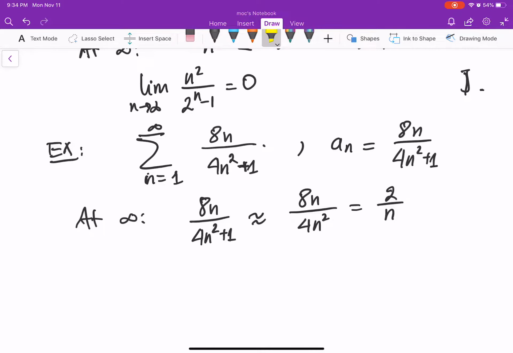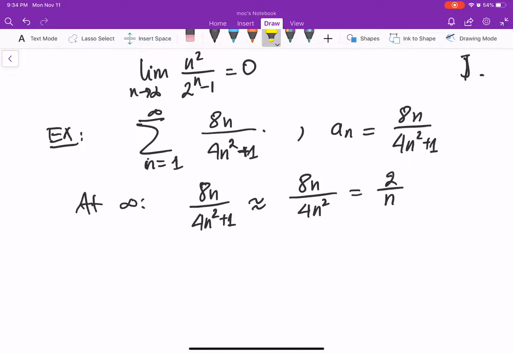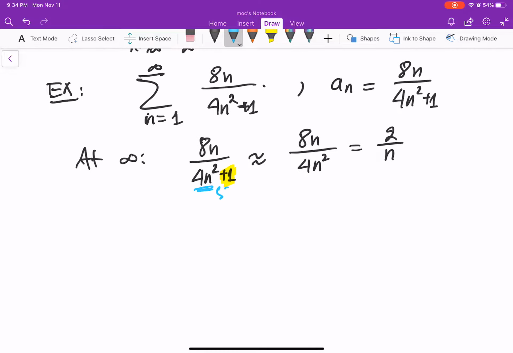What do I do in this situation, right? I just ignore all terms with degrees less than 2, I just pick the term with highest degree in here. The term with highest degree is 4n squared. Right, and then, since 4n squared plus 1 is similar to 4n squared, I just write 4n squared in here, and then I have 8n over 4n squared. I simplify and I get 2 over n.